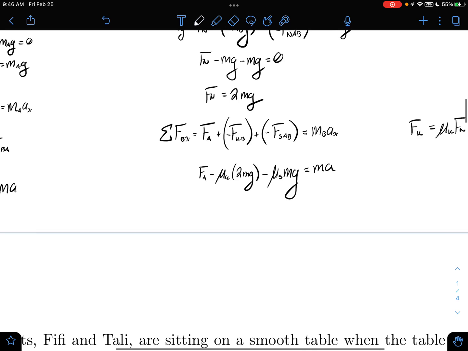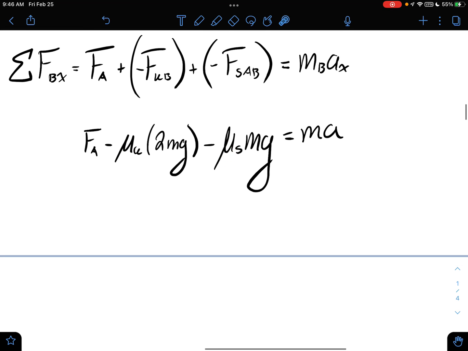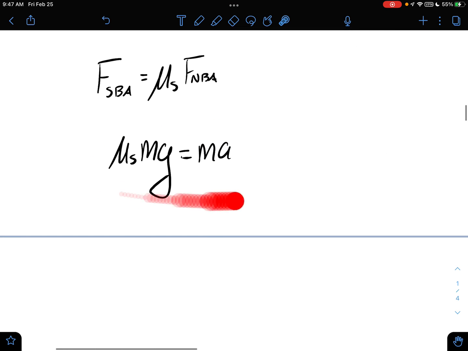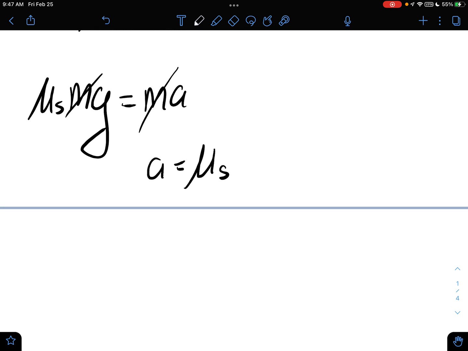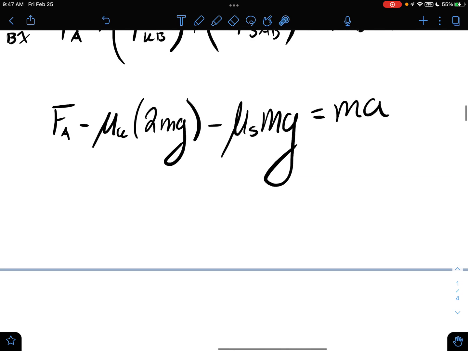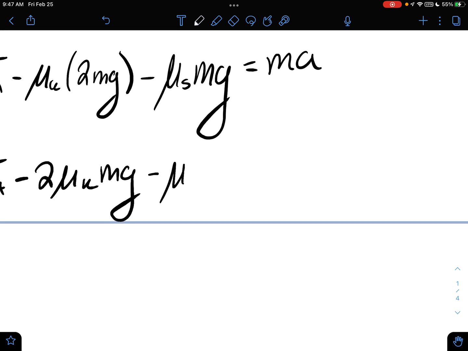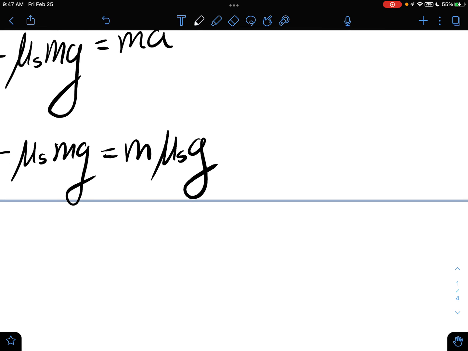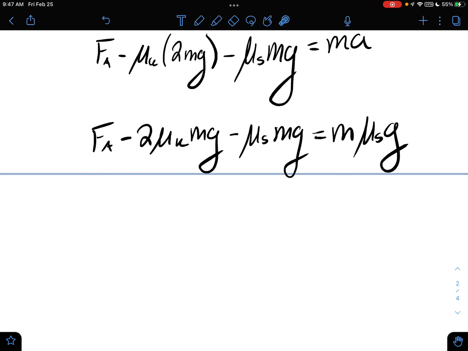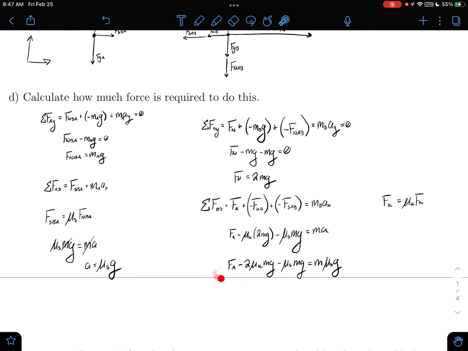Cool. So in this equation, we know g, we know all of our masses, and we know our mu_k's and our mu_s's, but we don't yet know this acceleration. But we have our acceleration in terms of things that we do know. So I'm going to divide both sides by m and get that a equals our mu_s g. Now I can take this and plug it in over here. So we're going to get F_A minus, I'm just going to flip this around a little, 2 mu_k mg minus mu_s mg equals m times mu_s g. There you go. So now we know everything in this equation except what we're solving for. One equation, one unknown. Wonderful work. We can solve this now. How much force is required? That's whatever our applied force is.